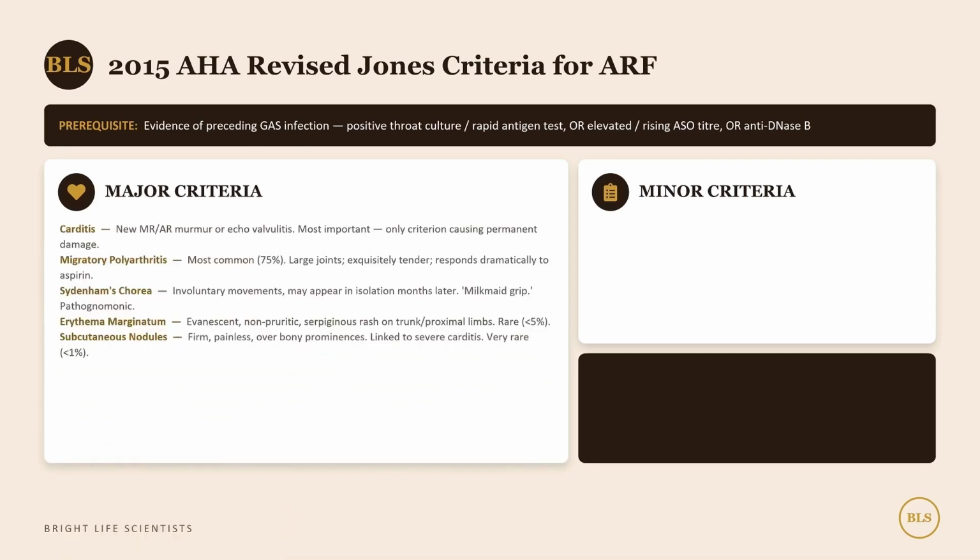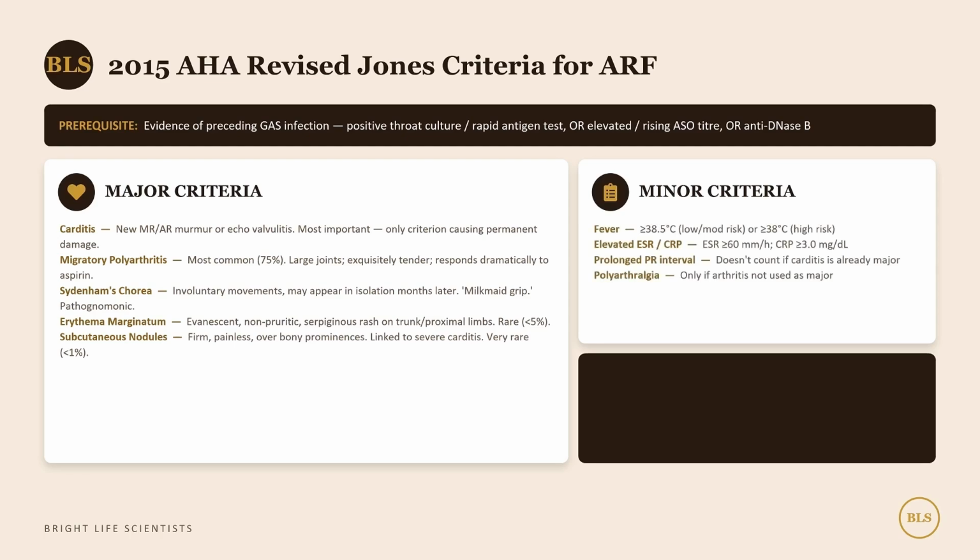So the major criteria is composed of carditis. The patient should present with symptoms of carditis, for example, a new onset of mitral or aortic regurgitation murmur. Then we have the migratory polyarthritis, as we saw earlier that these patients are going to have migratory polyarthritis. Then Sydenham chorea, erythema marginatum, and subcutaneous nodules. So those are the parameters in the major criteria: the carditis, migratory polyarthritis, Sydenham chorea, erythema marginatum, and subcutaneous nodules.